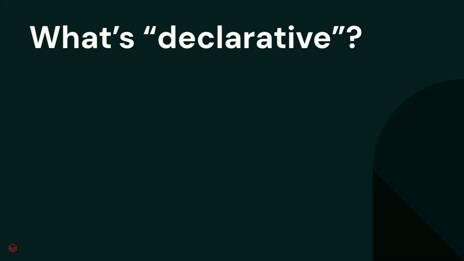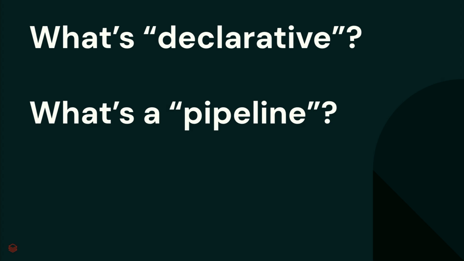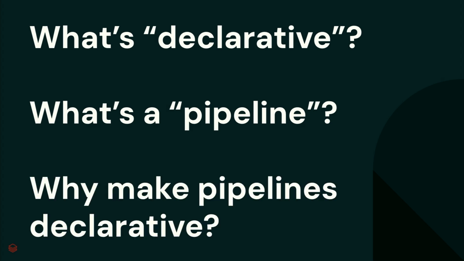Before we get into the gory details of declarative pipelines, I want to cover a few broader questions. So the first one is, what exactly do we mean when we say declarative? Second, what exactly do we mean when we say a pipeline? And third, why make pipelines declarative? How do data engineers benefit by building pipelines in a declarative way?